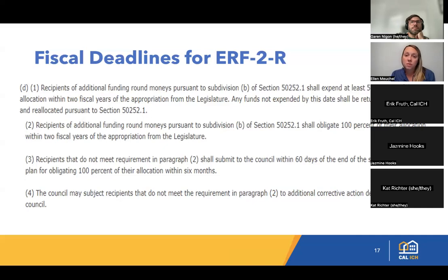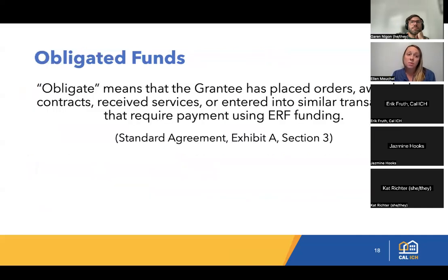If you want to move forward to the next slide, Garen. So I wanted to take some time to talk about obligated funds, just because this is a bit of a unique component to Cal ICH funding. This is the way that obligate is defined within your standard agreement. It means that the grantee has placed orders, awarded contract, received services, or entered into similar transactions that require payment using ERF funding. Essentially, you've planned for your funds, and we've put that into some formal documentation.